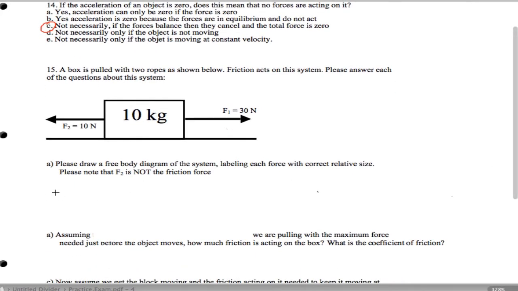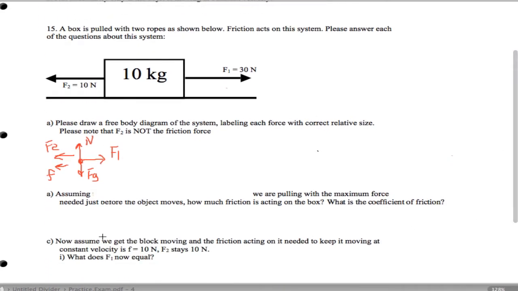We want a free body diagram of this system for number 15. So we've got the normal, we've got the weight, we've got F1, we've got F2, and finally we've got the friction force acting backwards. Now let's assume we're pulling with a maximum force, just immediately before the object moves. We want to find the force of friction and the coefficient of friction. So let's go ahead and solve those now.